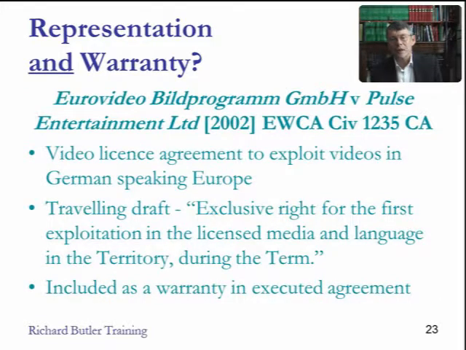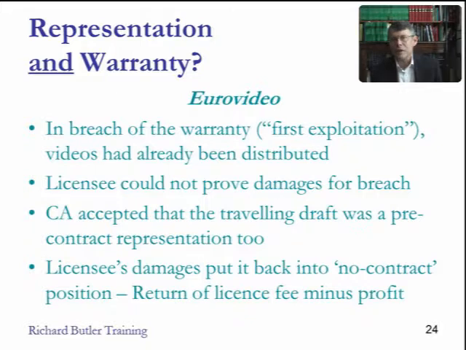Well, let's turn to the Eurovideo case. In that case, the contract in question gave the licensee the exclusive right for the, quote, first exploitation, unquote, of certain videos across German-speaking Europe. In the executed agreement, the licensor warranted that the licensee had that right. As is usual with professionally negotiated contracts, the document was preceded by drafts passing back and forth, and this warranty had featured in the earlier drafts. However, the videos had in fact already been released within German-speaking Europe, and so the licensor was immediately in breach of warranty. The problem confronting the licensee was that it was impossible to prove any quantified loss flowing from that breach of warranty.